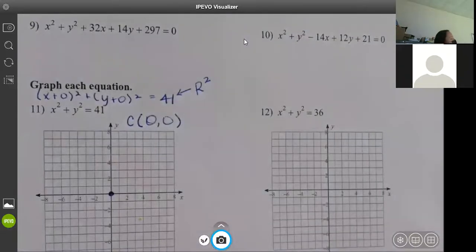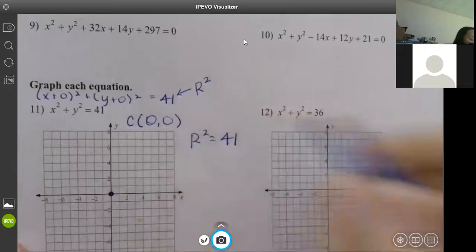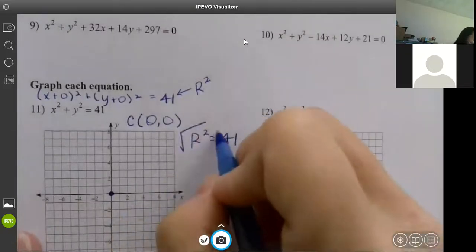So to plot a circle or to graph a circle, I need to know how long the radius is. And remember, the radius is from the center to the outside of the circle. So when I find that out, I can make that distance from the left to the right, top to the bottom, and then make a circle. And I'll show you that in a minute. But I need the radius. So if the radius squared equals 41, how can I just get the radius? Take the square root. And you can go ahead and give me a decimal.